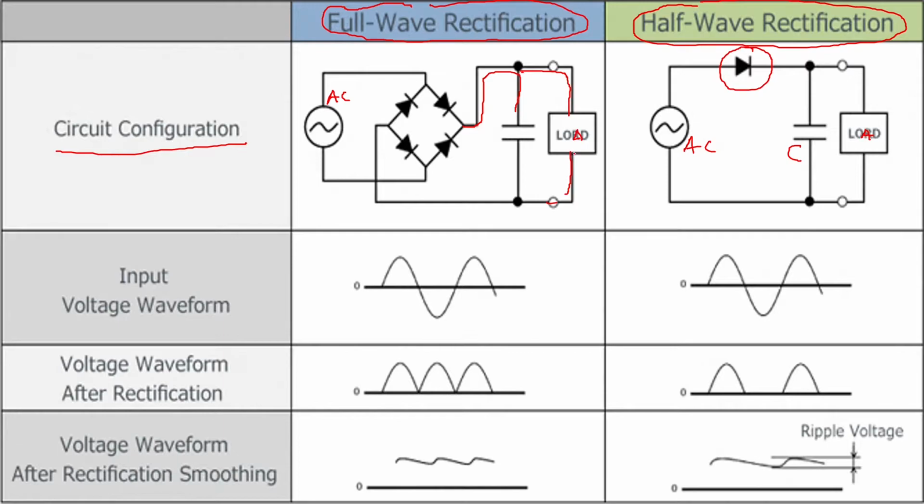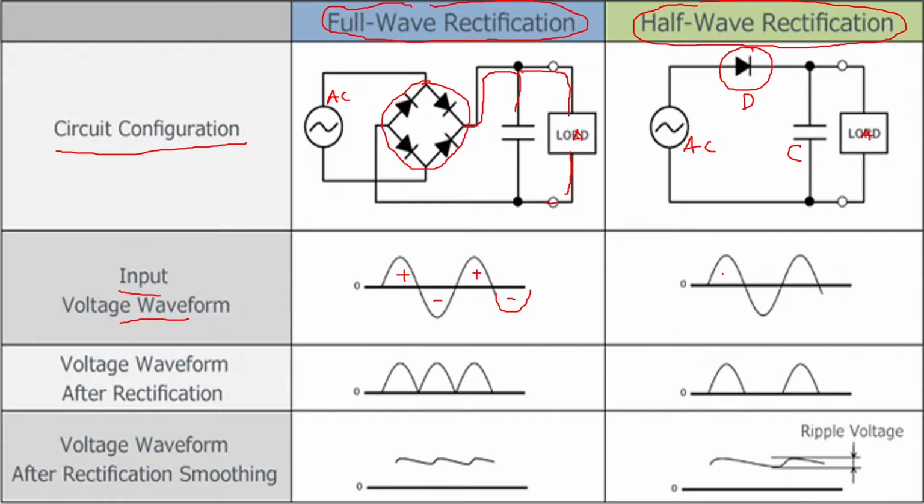Across the load we are having a capacitor, because a capacitor will act as a filter. But here, the main conversion from AC to DC is done by this diode in a half-wave rectifier and by this bridge in a full-wave rectifier. Okay. Now, what will be the input for both the circuits? The input will be the same. So the input waveform, if you see, it will be the same: positive half cycle, negative half cycle, positive half cycle. Again, you have a negative half cycle.